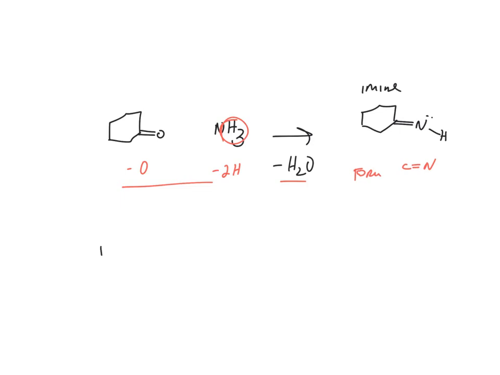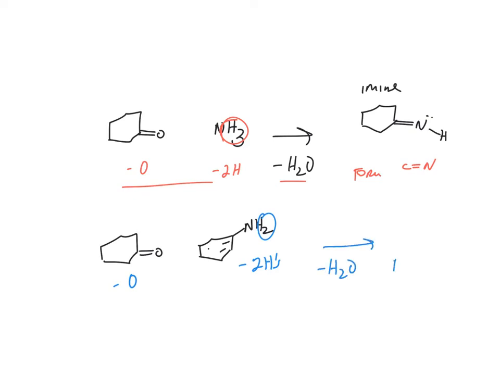If we take it with like an aniline, so aniline is here. So let's lose 2 hydrogens, minus 2 hydrogens, minus your oxygen. So we've lost water, and you form a carbon-nitrogen double bond.